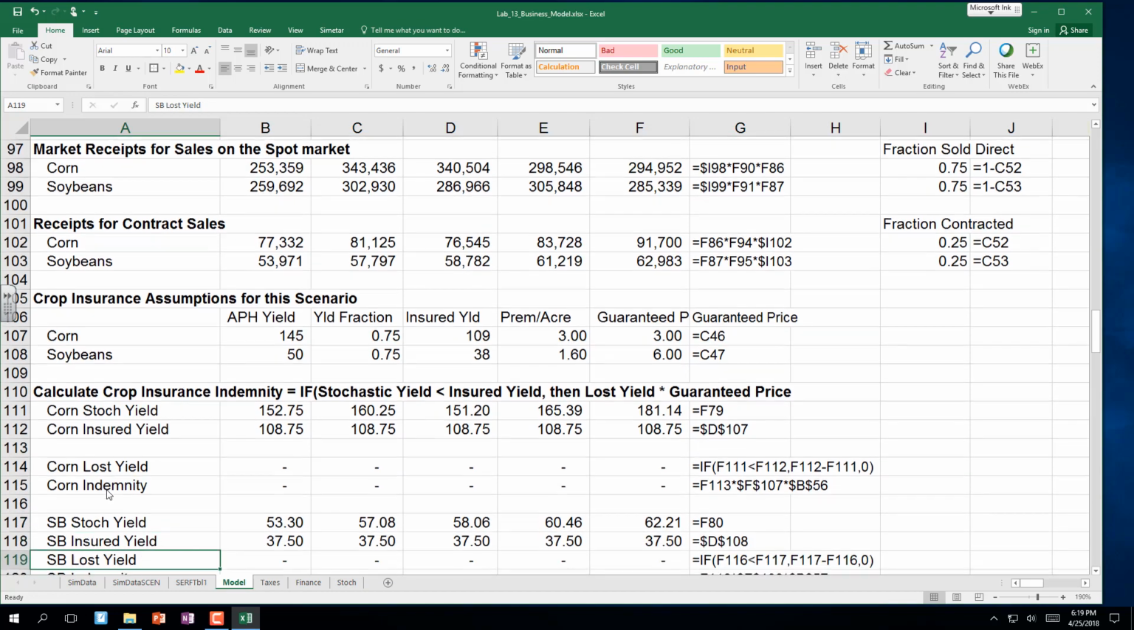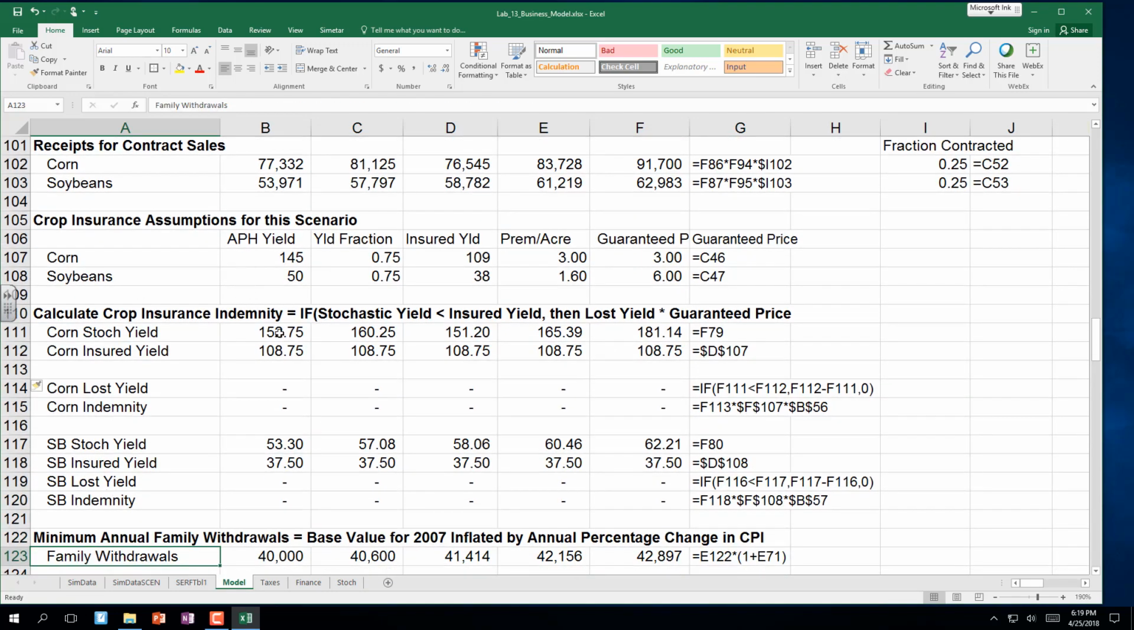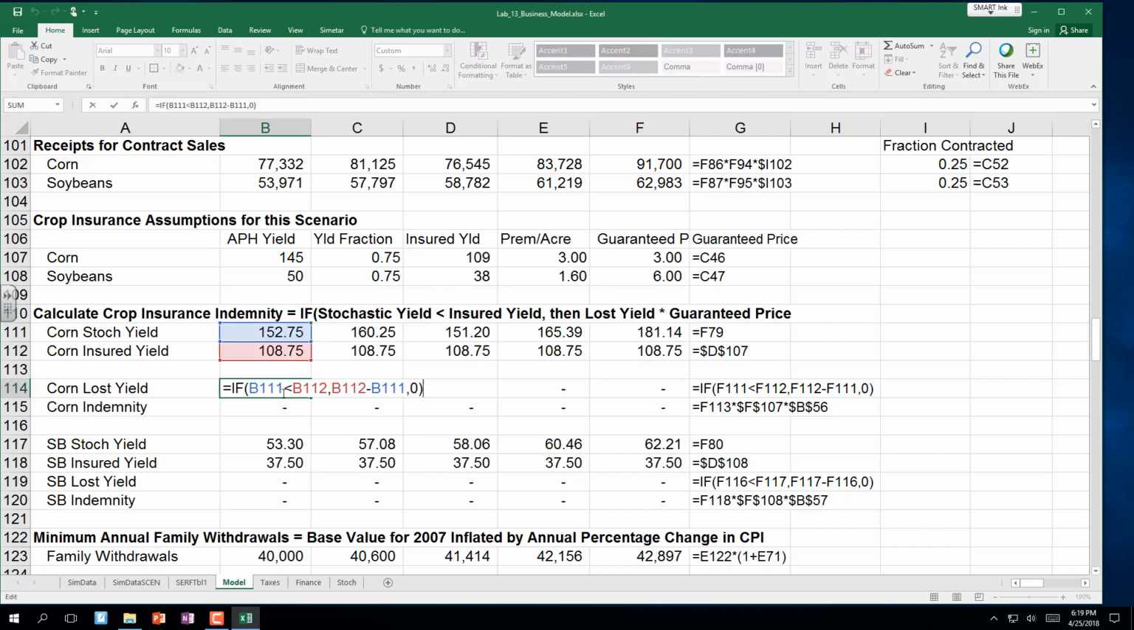Okay. So if you really look at what it says, it's stochastic yield. That is my yield, and it came from just up above where it was drawn as a random number. We have an insured yield. This is what we insured, and that's that fraction right there, or that number right there. My lost yield is going to be, if this stochastic yield is less than the insured yield, then take the difference. Otherwise, it's 0.